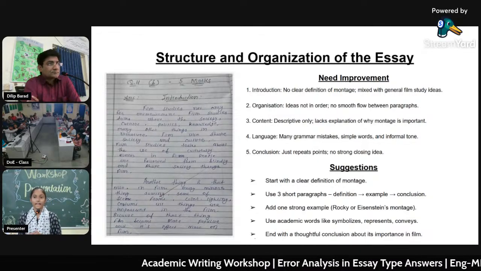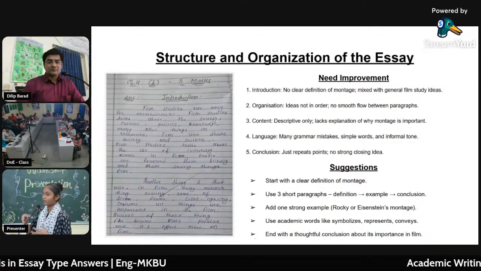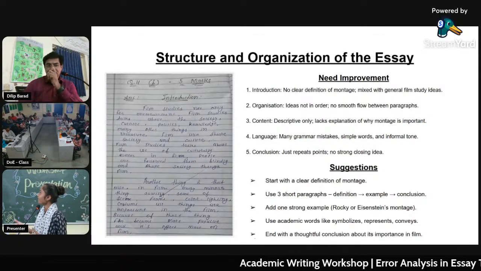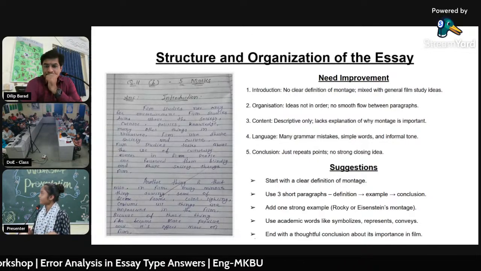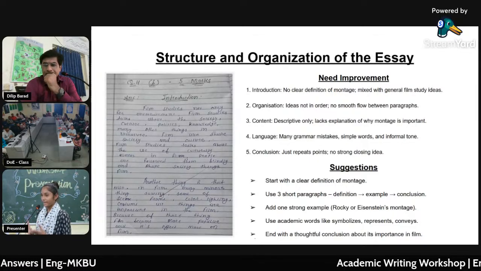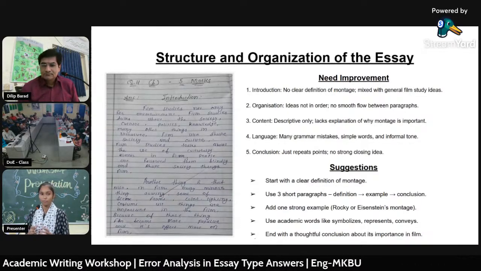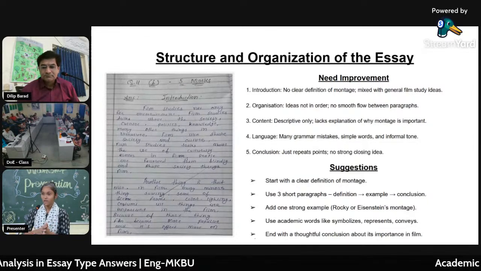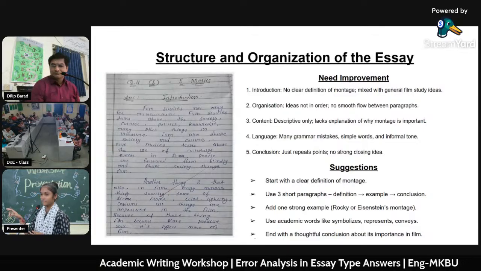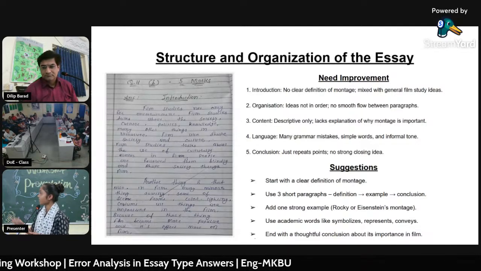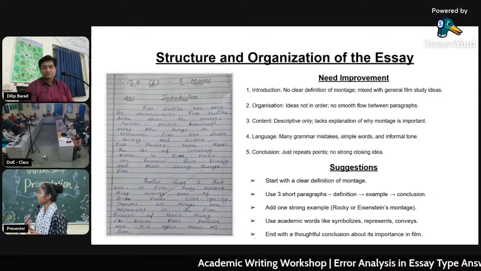Through AI ChatGPT, we analyzed our answer sheet. Here we find that the structure and organization of the essay need improvement: in the introduction there is no clear definition, montage is mixed with general film study ideas, and the ideas are not in order. Then ChatGPT suggests we start with a clear definition of montage, use a short paragraph for definition, example and conclusion, and add one strong example, like Rocky or Eisenstein's montage. Then use academic words like symbolize, represents, conveys, and end with a thoughtful conclusion about its importance in film.